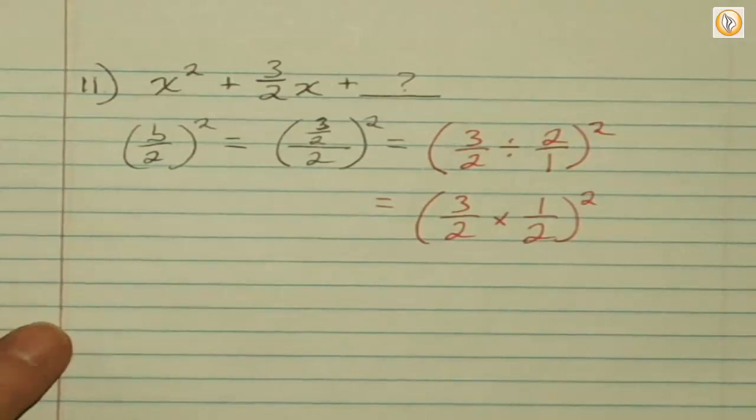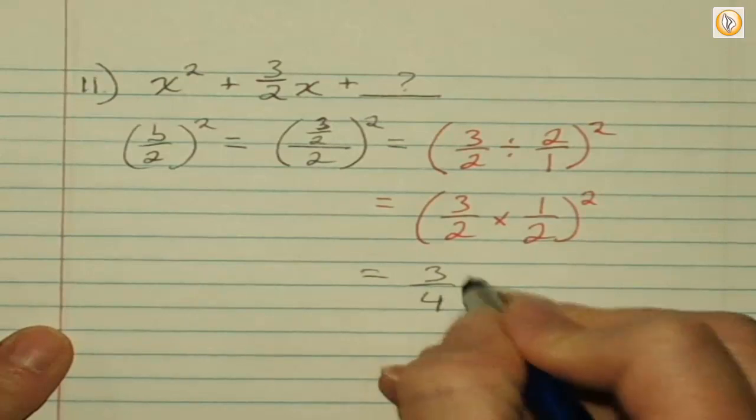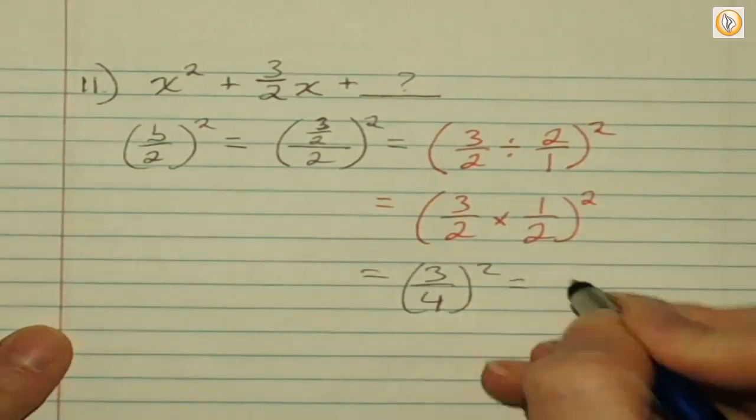Go ahead, Chap. Okay, so that would get you 3 over 4 squared, and then that would get you 9 over 16.